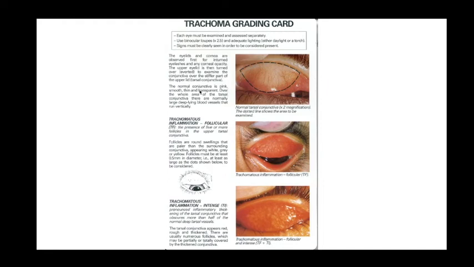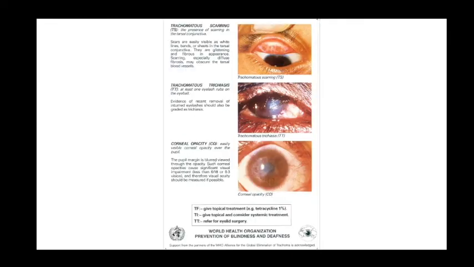This is the normal conjunctiva. It is pink, smooth, thin, transparent. Over the whole area of the tarsal conjunctiva, there are normally deep lying blood vessels that run vertically. These deep lying blood vessels are covered by the thickened conjunctiva in trachomatous inflammation intense. Next is trachomatous scarring. You can see the scarring.